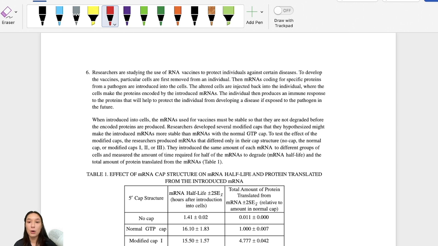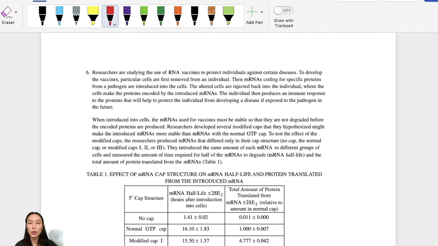When introduced into cells, the mRNAs used for vaccines must be stable so they are not degraded before the encoded proteins are produced. Researchers developed several modified caps that they hypothesized might make the introduced mRNAs more stable than mRNAs with the normal GTP cap. To test the effect of the modified caps, the researchers produced mRNAs that differed only in the cap structure: no cap, normal cap, or modified caps 1, 2, and 3. They introduced the same amount of each mRNA to different groups of the cells and measured the amount of time required for half of the mRNAs to degrade, also known as mRNA half-life, and the total amount of protein translated.